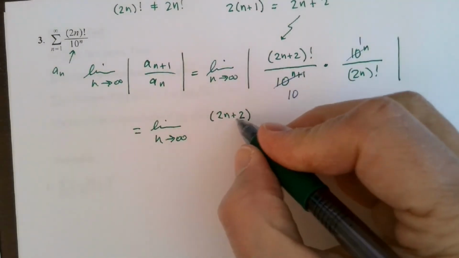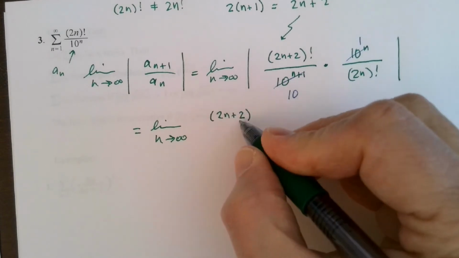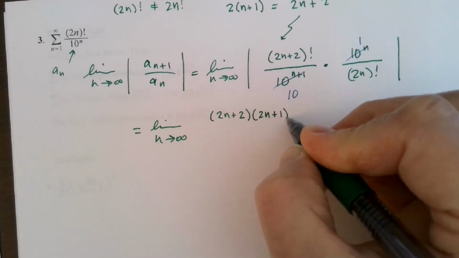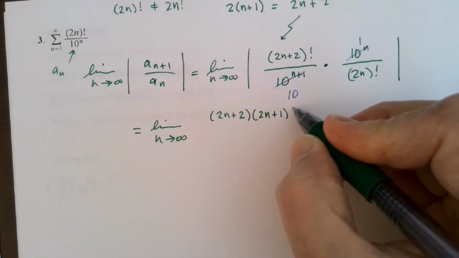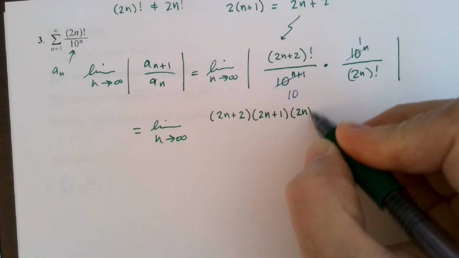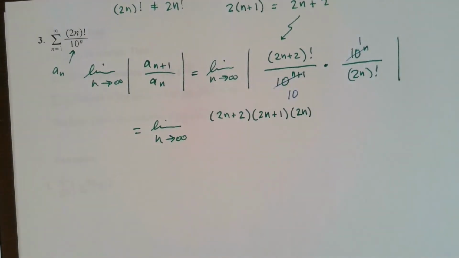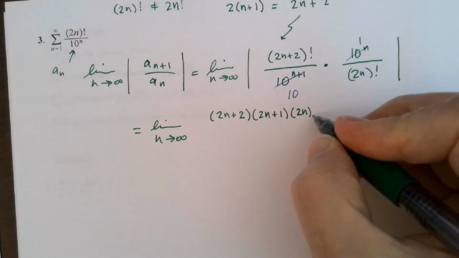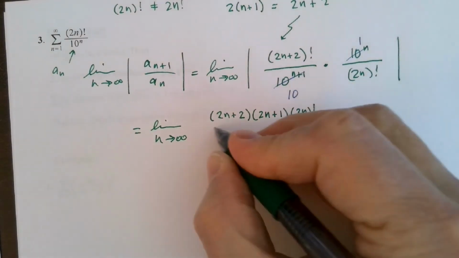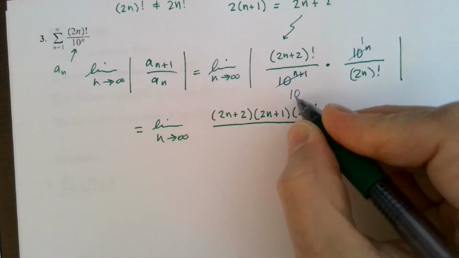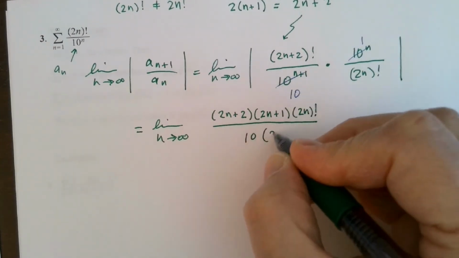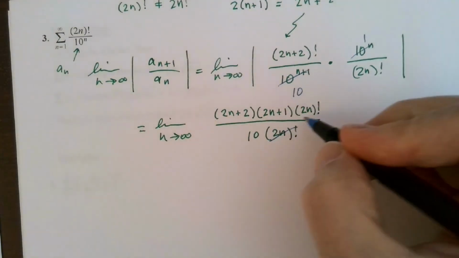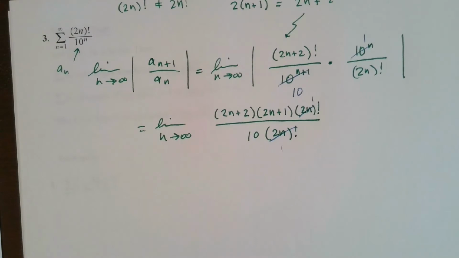So what's the next lowest integer from 2n plus 2? Just subtract 1 from 2n plus 2. It gives me what? 2n plus 1. Right? And then subtract 1 again. It's going to be 2n. And then 2n minus 1, and 2n minus 2, and so on. But from 2n minus 1, 2n minus 2, and so on, that's just 2n factorial. Do you see that? And I stopped there because on the bottom I got what? 10 times 2n factorial. And so now do you see that these right here are going to cancel?